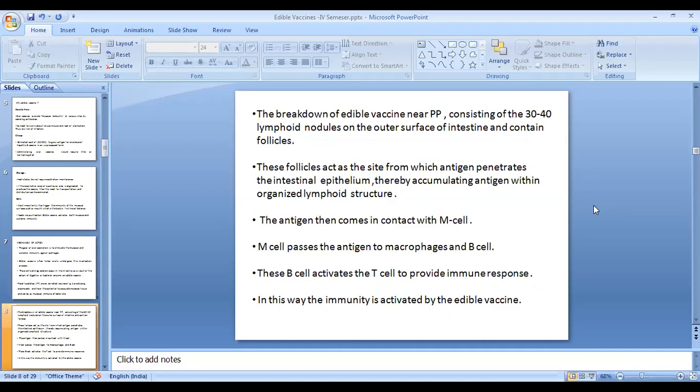The breakdown of edible vaccine occurs near the Peyer's patch, where around 30 to 40 lymphoid nodules are present on the surface of the intestine. And these lymphoid nodules contain numerous follicles. These follicles act as a site from which the antigen penetrates the intestinal epithelium, thereby accumulating antigen within the organized lymphoid structure, which is present on the mucosa of the intestine.